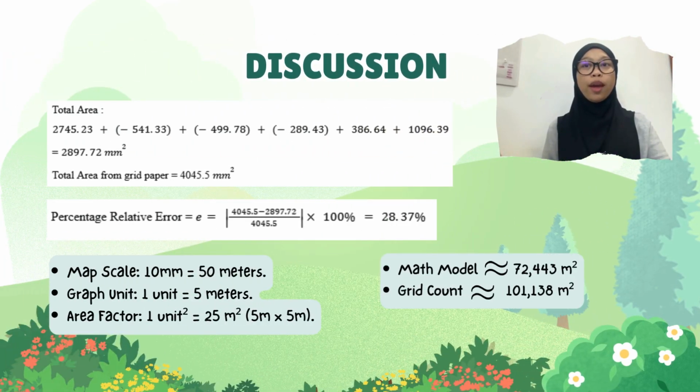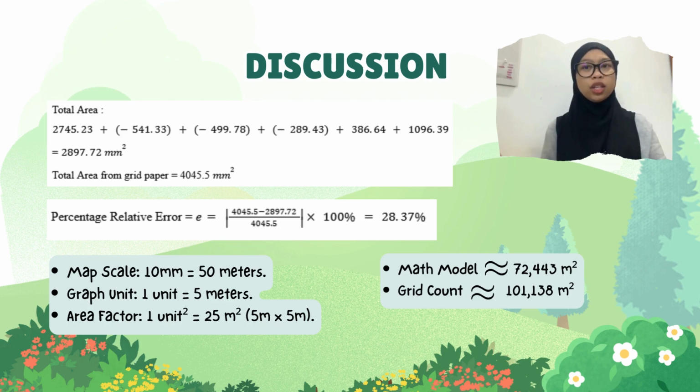Finally, we move to error analysis. To determine how reliable our mathematical model actually is, we compared our calculated result of 2,897 units against the benchmark of the manual grid count method, which yields 4,045 units. This comparison resulted in a percentage relative error of 28.37%. So, why the discrepancy?